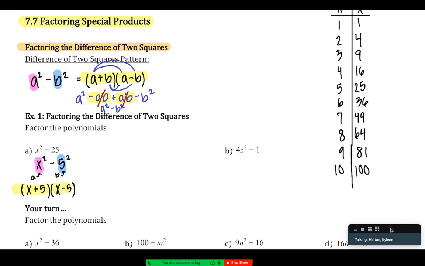So (x + 5)(x − 5). And remember, especially when you're learning new things, it's always good to check it just to make sure you're doing it correctly before you get into any wrong habits. So if we want to check it, we can just FOIL. I'm going to rewrite it up here: (x + 5)(x − 5).